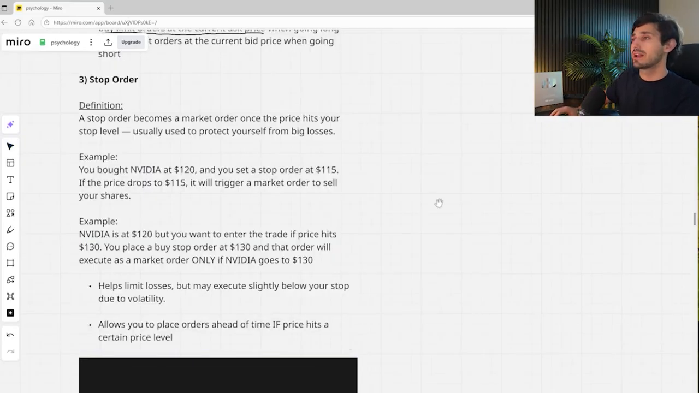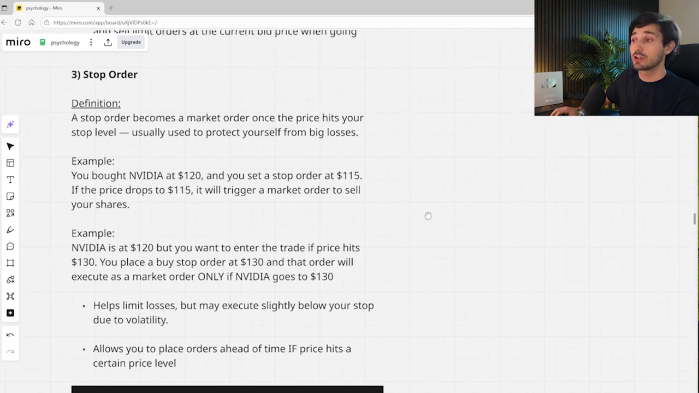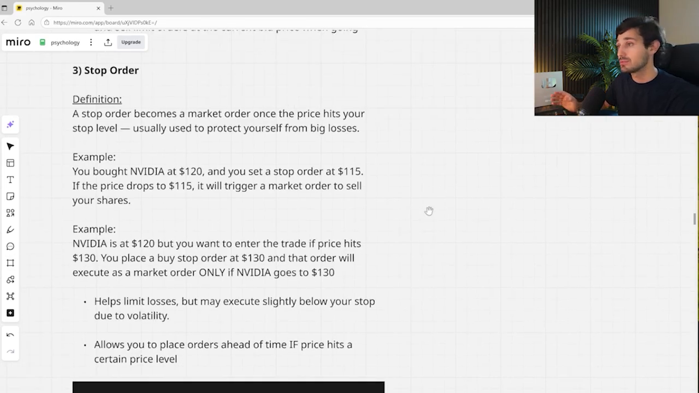Let's go ahead and talk about what a stop order is, and you've probably heard of this because I'm sure you've heard of stop loss. Well, a stop loss order is a stop order, okay? So by definition, a stop order becomes a market order once the price hits your stop level. Most people use this to protect themselves from big losses.